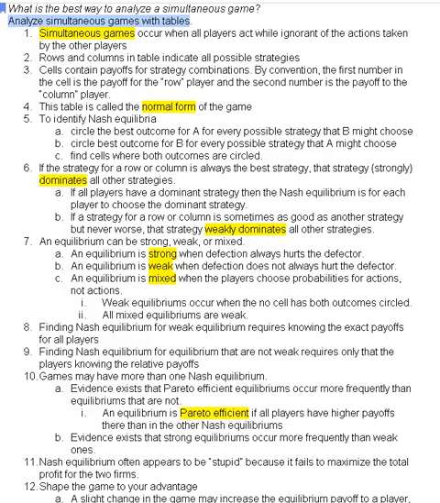The best way to analyze a simultaneous game with two players is to construct a table. Use the rows to show the strategies available to one player and the columns to show the strategies available to the other player. Use the cells to show the payoff to the players for each combination of strategies.